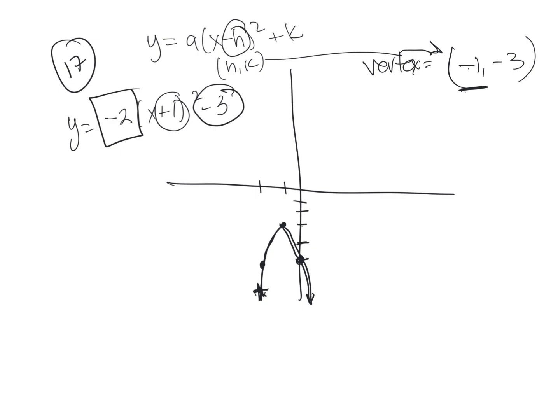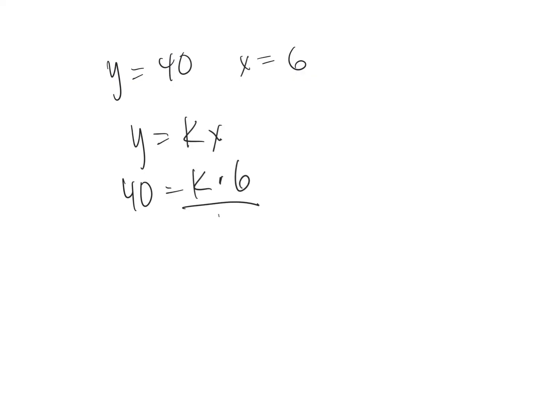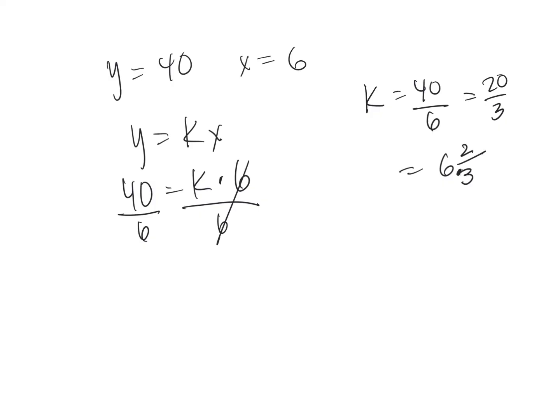And number 18. If y varies directly as x, when y equals 40, x equals 6. Find the constant of variation. So this is basically saying y equals kx. So 40 equals k times 6. Divide by 6, divide by 6. k equals 40/6, which is 20/3, which is 6 and 2/3, 6.66666666. So that's k for number 18.